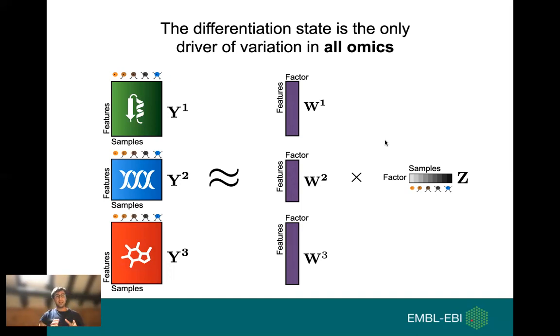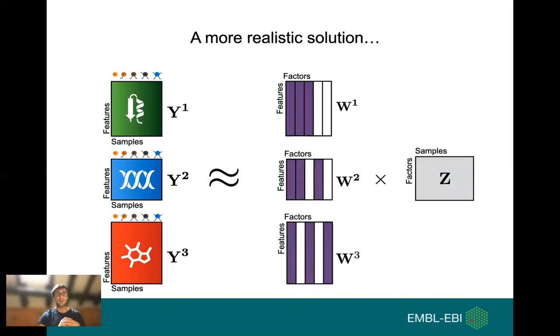So that's a very simplistic setup, right? Because in realistic experiments, you're going to get many sources of variability, not just one. So a more realistic solution looks like this, where you have 5 factors recovered from your data. Factor 1 in that case is capturing covariation across all data modalities. Factor 2 is capturing covariation between modality 1 and modality 2, whereas factor 5 is just capturing a variation which is specific to the third data modality.